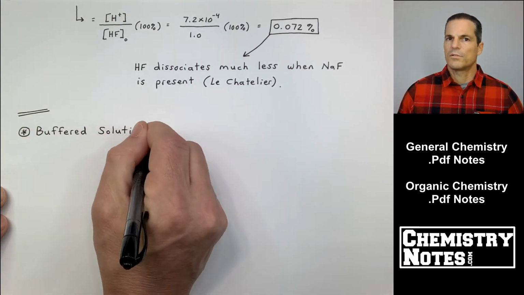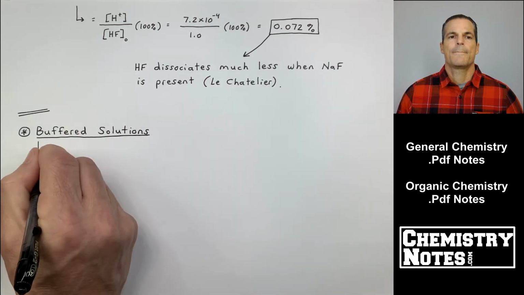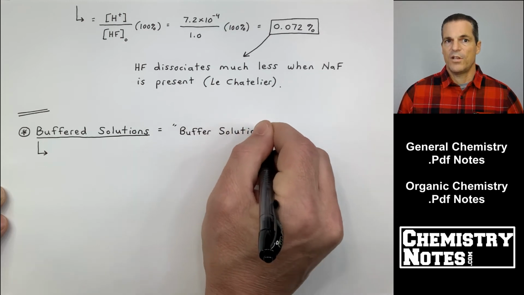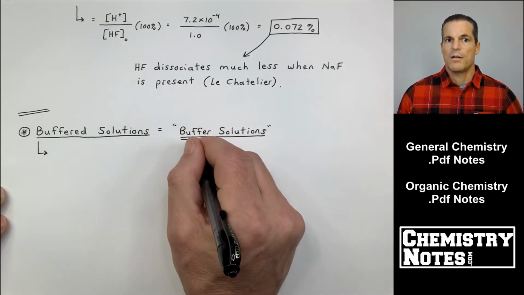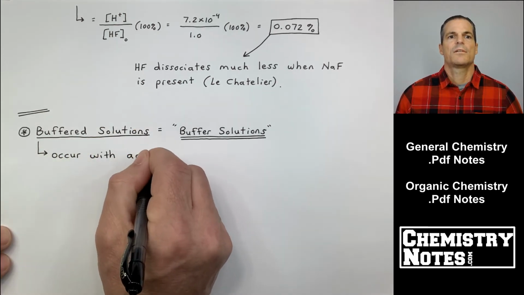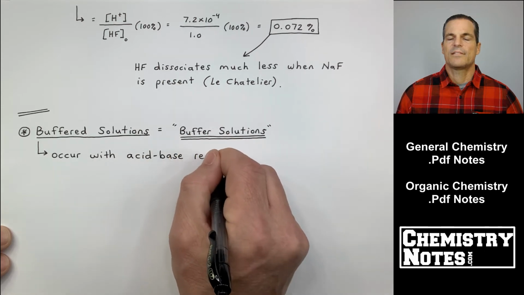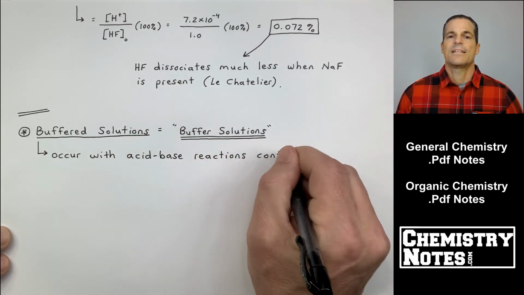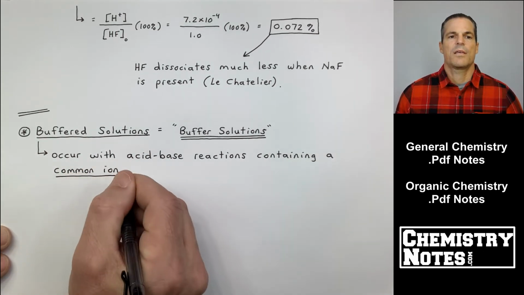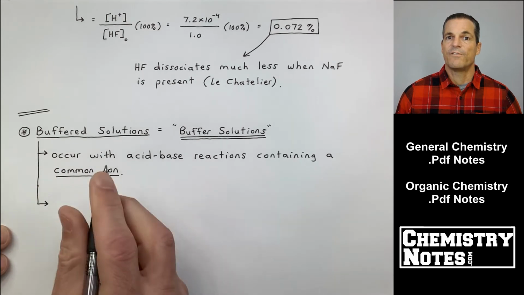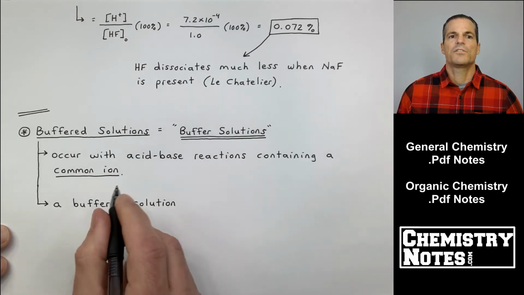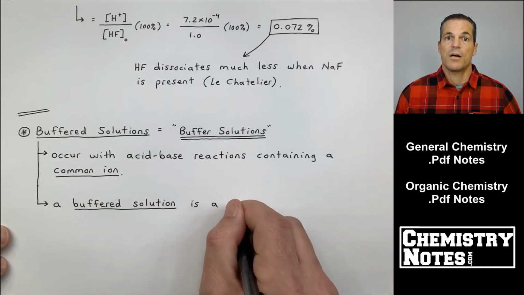First video, we're already getting to buffer solutions, okay? So I'm going to give you some background information on buffer solutions, and then we'll round out this video with our first sample problem on making a buffer. So buffered solutions or buffer solutions, these occur with acid-base reactions containing, you guessed it, a common ion. Okay? And that common ion arrives in the form of a salt, where the counter ion is neutral. So buffer solutions occur with acid-base reactions containing a common ion.